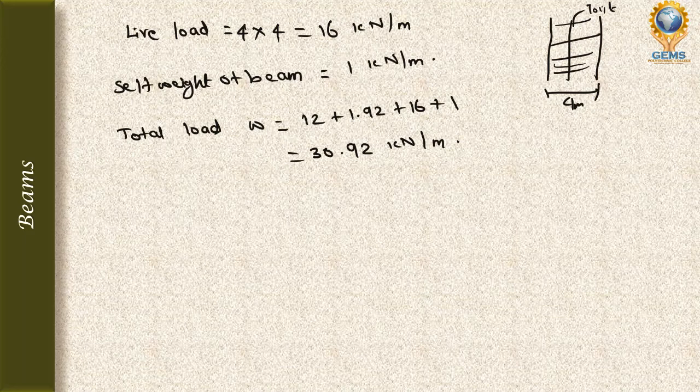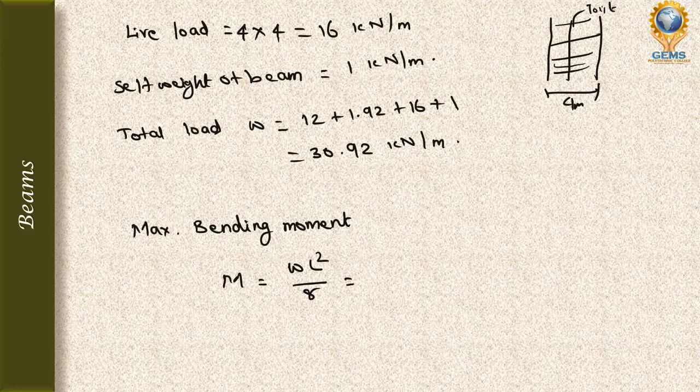Then if we have the load, then we have to find the maximum bending moment. So how can we find the maximum bending moment? According to the diagram, it is a simply supported beam because both ends of the joist are connected to the wall. So it is W L square by 8.